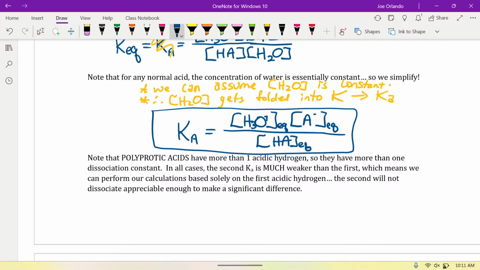You have to watch out. Some acids are what we call polyprotic. What does poly mean? Multiple, more than one.